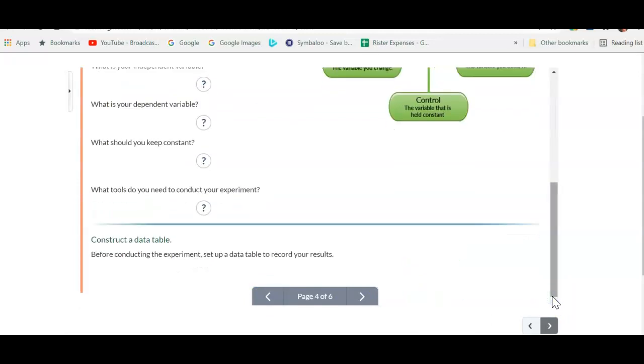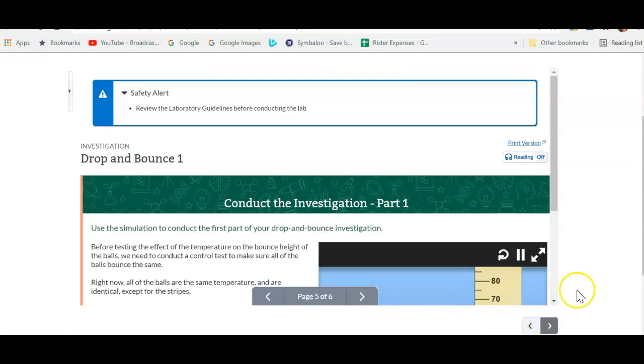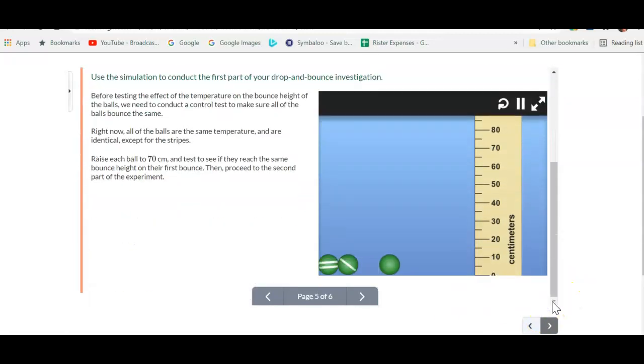All right, so construct a data table. Before conducting the experiment, you need to set up a data table to record your results. And in doing that, you know that every experiment needs to have at least 3 trials of each variable to compare to. And then you usually take an average.